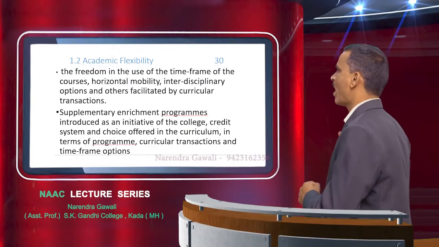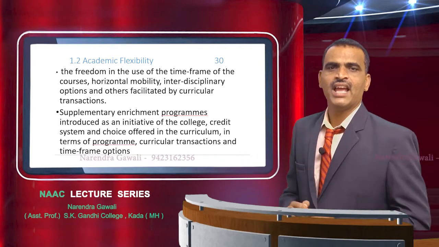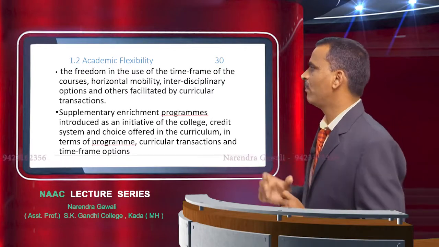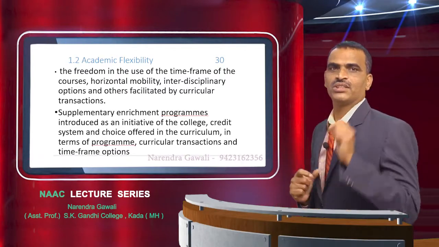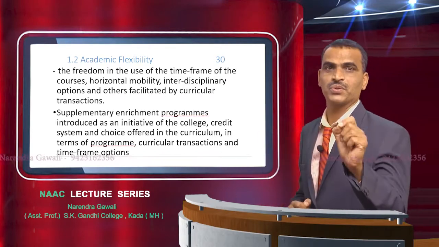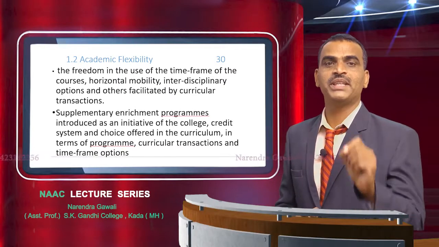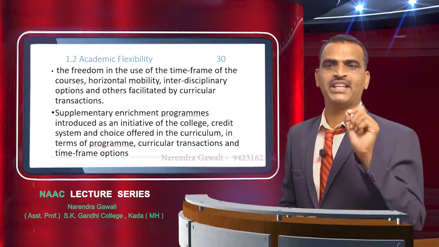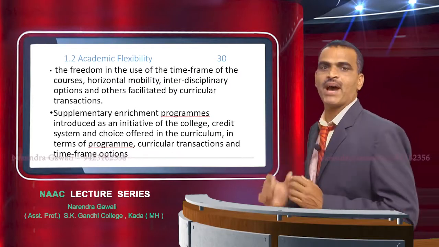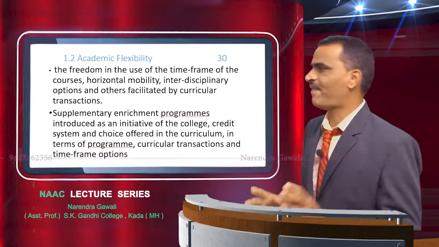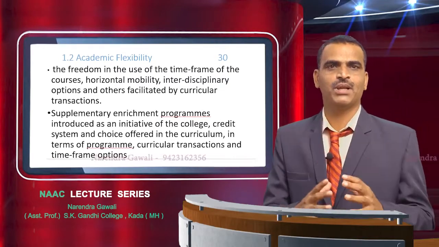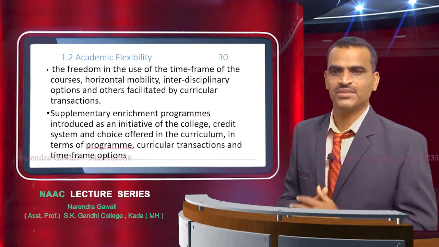Then we come to 1.2, that is academic flexibility. It has 30 weightage points. What does it mean? There is freedom for the learners. The freedom in the use of the time frame of the course. Horizontal mobility. Interdisciplinary options. And others facilitated by curricular transition. These are the facilities available in academic flexibility. It means how the curriculum is made flexible for the students or learners.